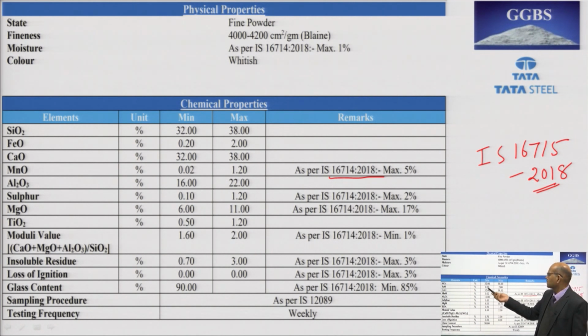So, what are their components? If you see, SiO2 is minimum 32% and maximum 38. Similarly, the CaO component is 32 to 38. The Al2O3 component is 16 to 22, sulfur is 0.1 to 1.2, MgO is 6 to 11%. They have done all this testing as per IS requirements, and for the sampling procedure they have adopted IS 1087. The sampling procedure and testing method are also mentioned in IS 1208.